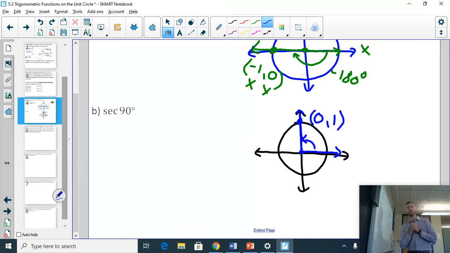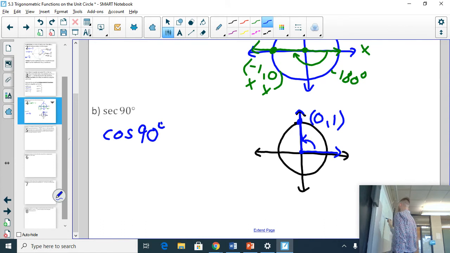And secant, which one does that go with? Secant goes with cosine, right? So first let's find cosine of 90. Well, wouldn't cosine of 90 be 0? And then secant of 90 is going to be the reciprocal of 0, right? What's the reciprocal of 0?